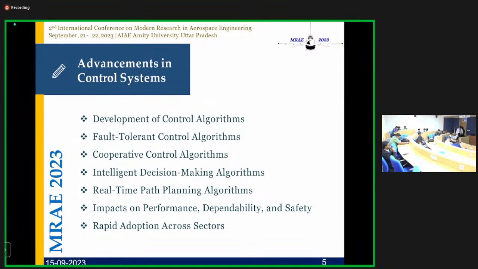Cooperative control enables multiple UAVs to work together, because these days there is a boom in the sector of swarming. Intelligent decision-making algorithms enhance the autonomy. Real-time path planning optimizes navigation in changing environments. Suppose we are flying a drone in a forest, so this will be helpful there. These advancements drive rapid UAV adaptation across multiple sectors.